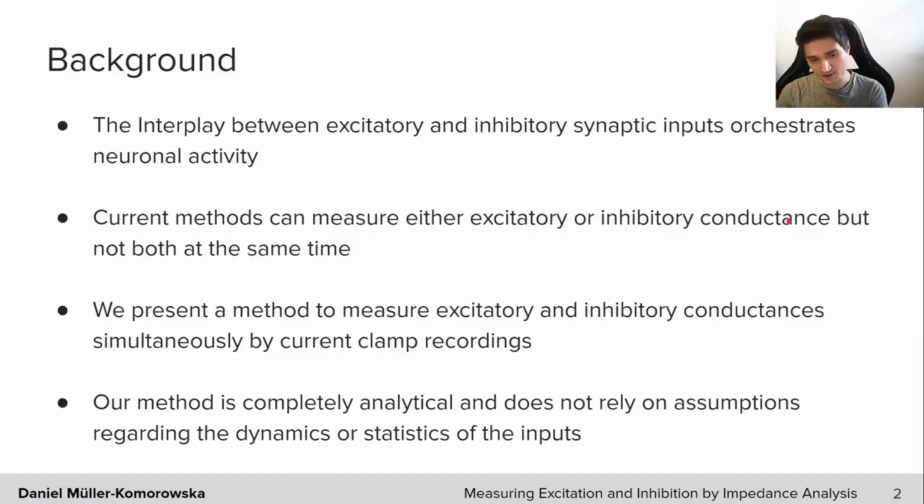As a brief background, the interplay between excitatory and inhibitory synaptic inputs orchestrates neuronal activity. Current methods can measure either excitatory or inhibitory conductances, but not both. We present a new method to measure excitatory and inhibitory conductances simultaneously by current clamp recordings. Our method is completely analytical and does not rely on assumptions regarding the dynamics or statistics of the inputs.